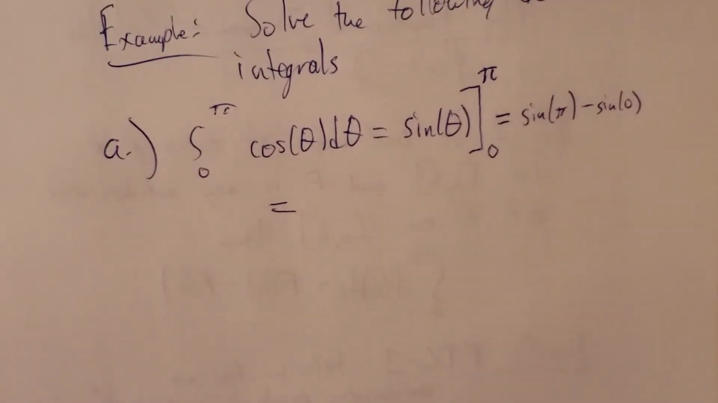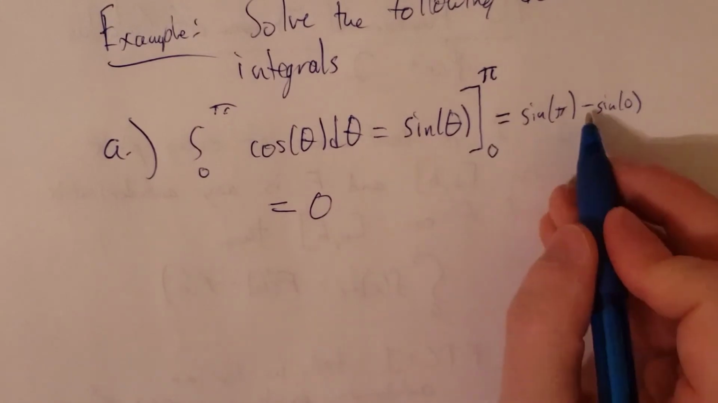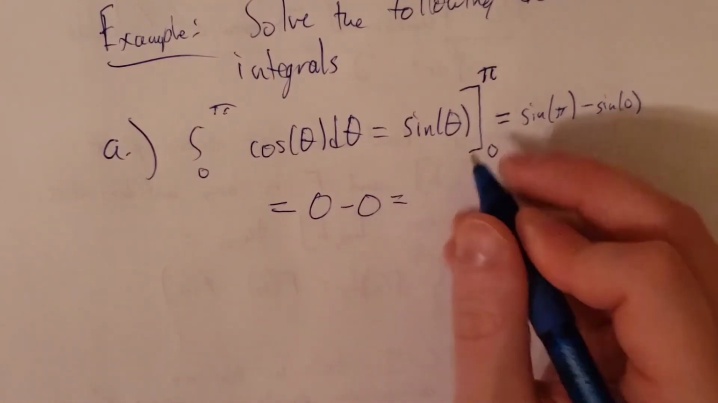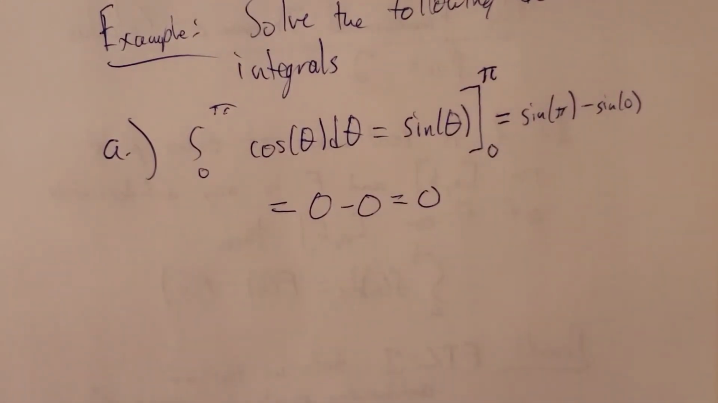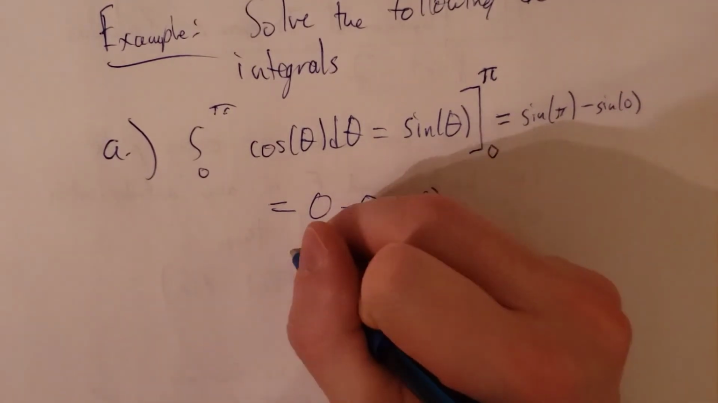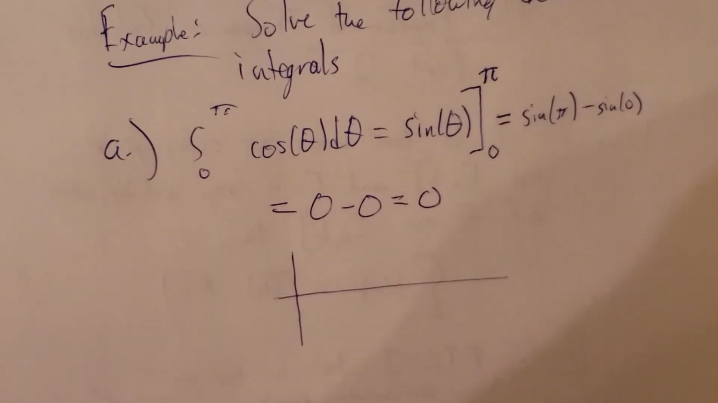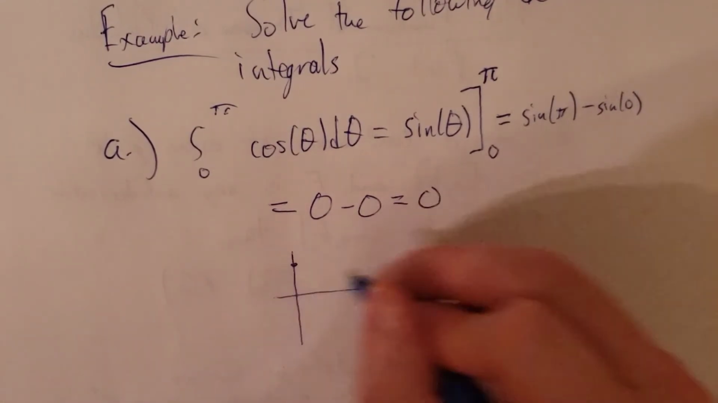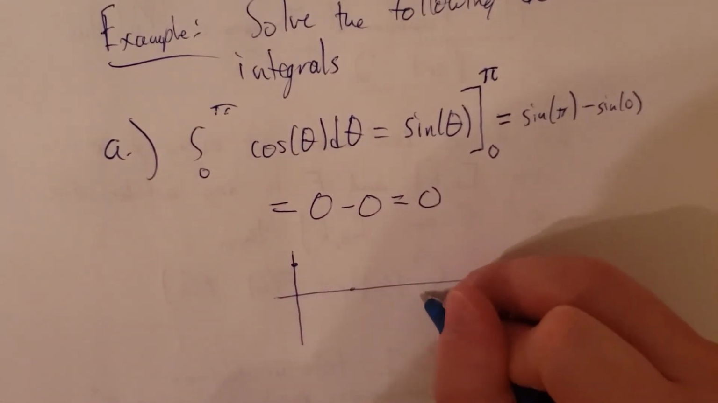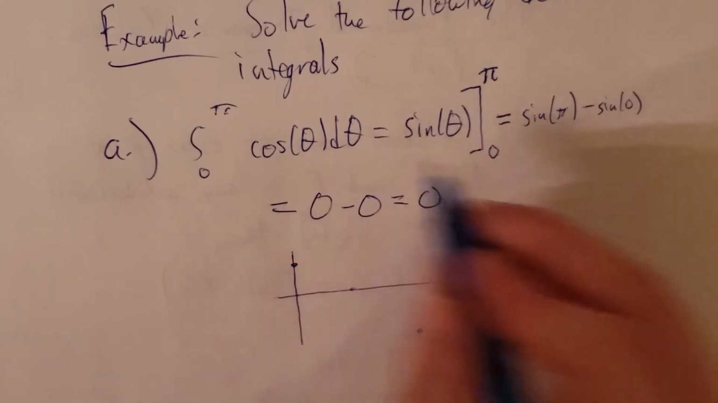What is sine of pi? That is 0. What is sine of 0? That is also 0. So in fact, this integral is 0. Let's think about that. Does that actually make sense? What is our definite integral from 0 to pi of cosine?